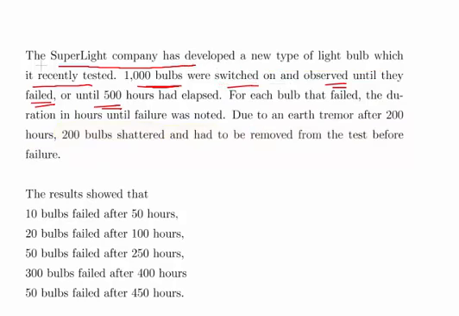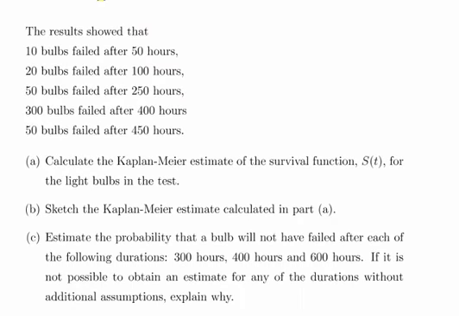Well, here is the main set of notes. 10 light bulbs failed after 50 hours. 20 light bulbs failed after 100 hours. 50 light bulbs failed after 250 hours. 300 light bulbs failed after 400 hours. And 50 light bulbs failed after 450 hours. So it's all pretty much split up into 50-hour periods, essentially.